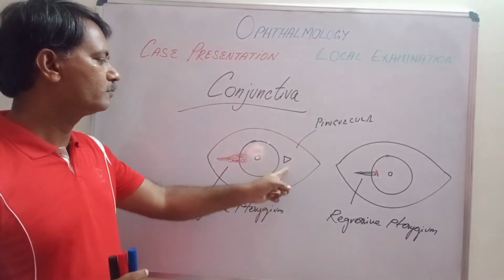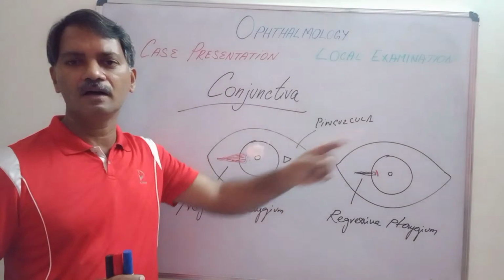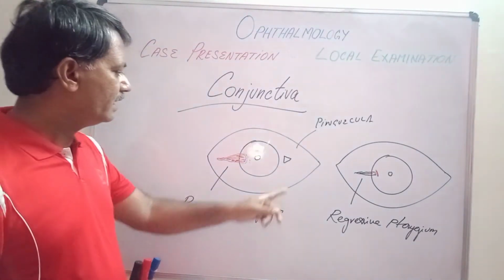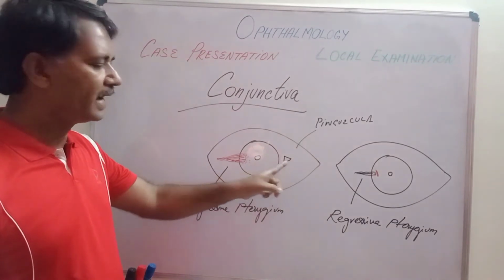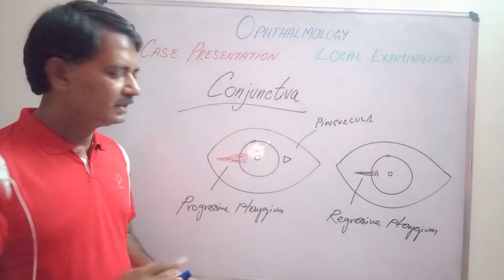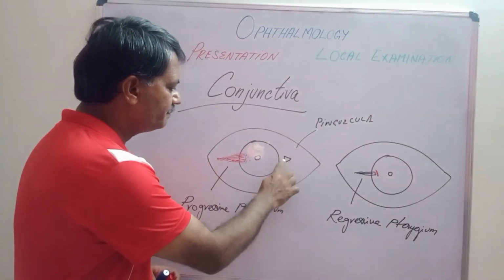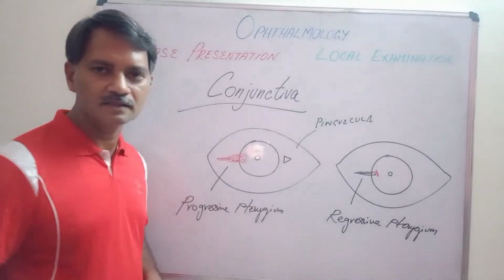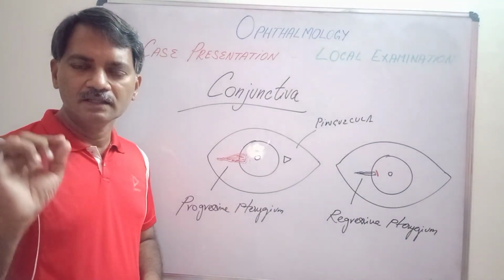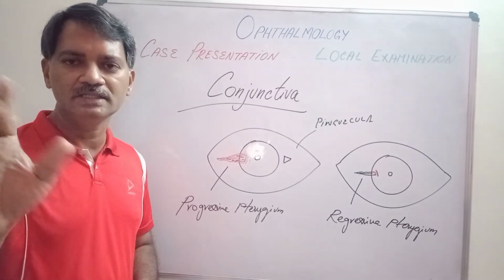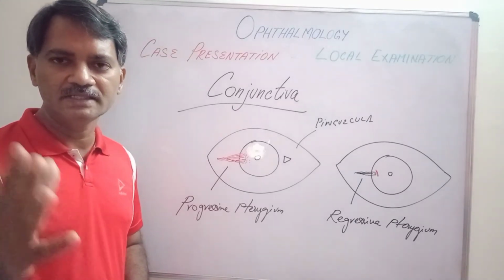The first and foremost is called the pinguecula. Pinguecula means fat. Here you can see a triangular patch which will be yellow in color. The triangle will have the base at the cornea and the apex towards the canthus. This is due to hyaline infiltration and elastotic degeneration. It is a degenerative condition.